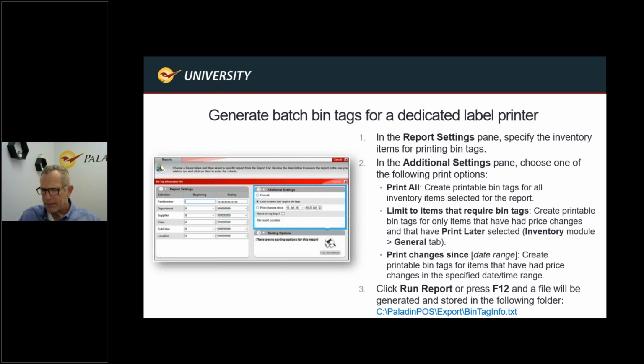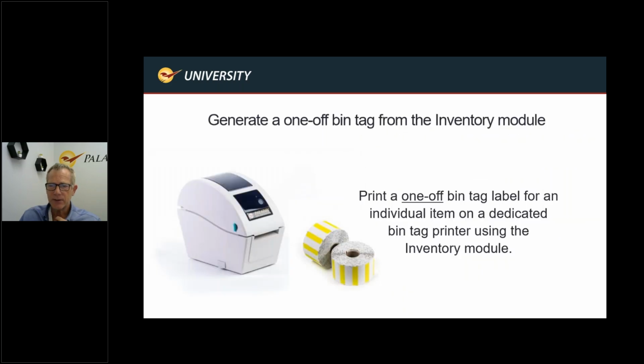Now, I see an error on this page, number three here. It's not going to produce a file. It doesn't go to a bin tag information file. It just shoots it right to the printer. So I just copied this from the previous slide, and I still see that on here. It probably shouldn't be there.